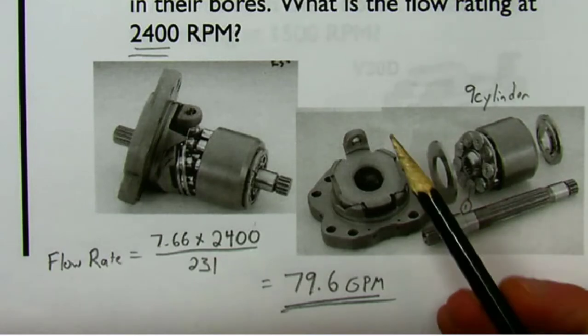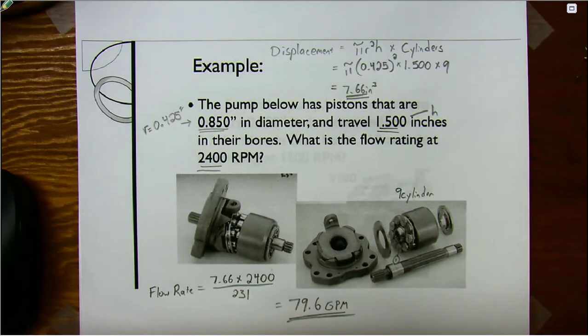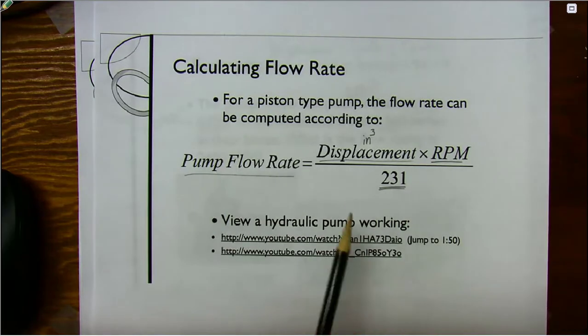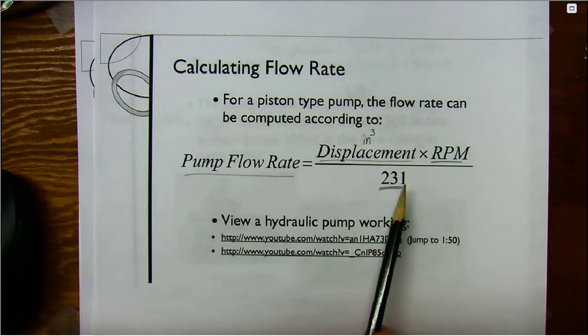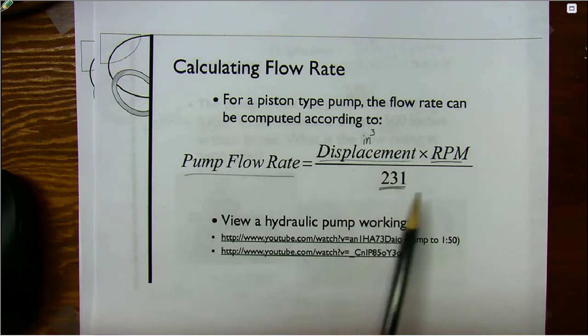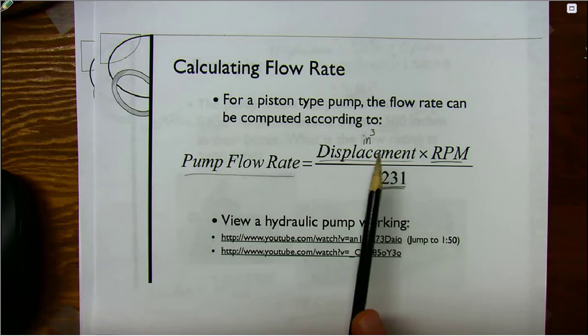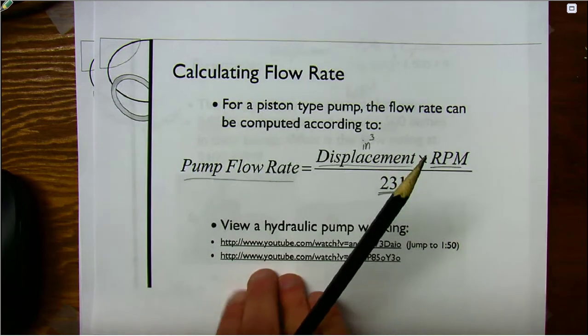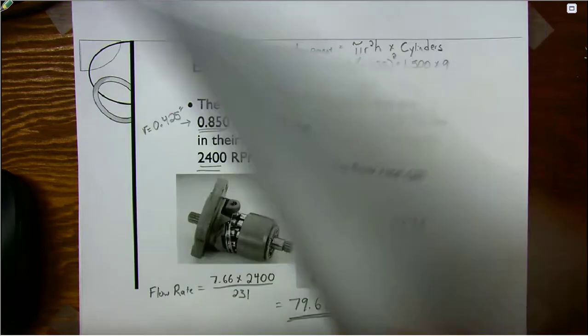Now, you can use this formula. Flow rate is displacement times RPM divided by 231 for any kind of hydraulic pump, and oftentimes the pump will specify on their tag on the side what the displacement per revolution is. We're only going to work with piston pumps because those are the ones that are easy to find the displacement. Other types of pumps like gear pumps or vane pumps are a little bit harder to find the displacement of, and we don't need to get that carried away.